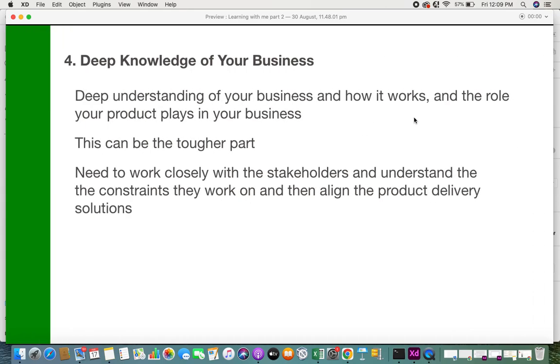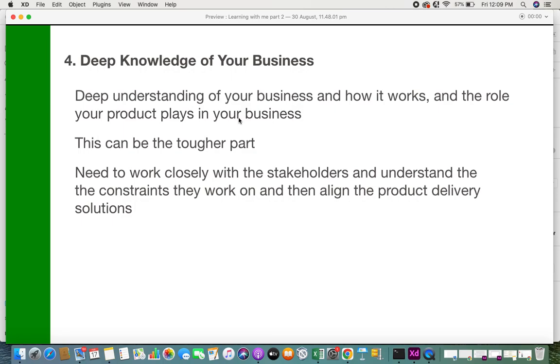And the fourth one is deep knowledge of your business. So there's a deep understanding that is required from the product manager of the business and how it works and the role your product plays in your business. So every product that's being built by a business is just not random, and it's not just some brainchild of someone, and it just didn't happen randomly. There is a reason that a business is investing in a particular product and developing that product. There's a lot of alignment and association between the business and the product.